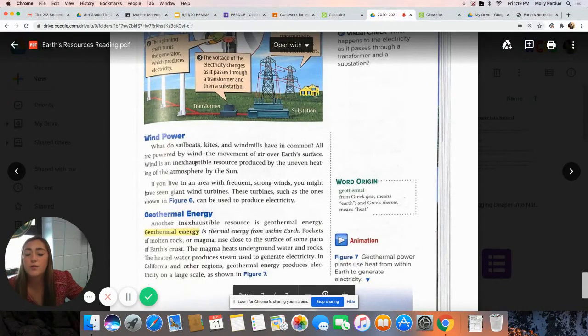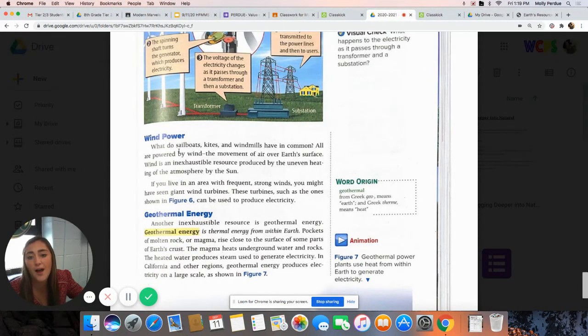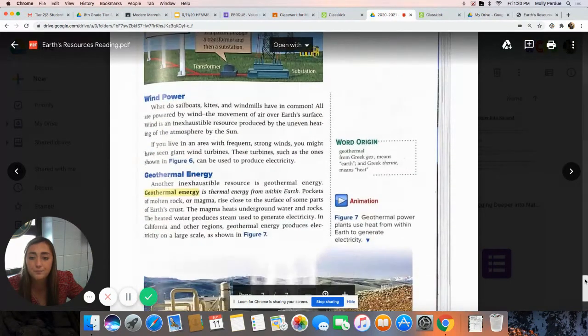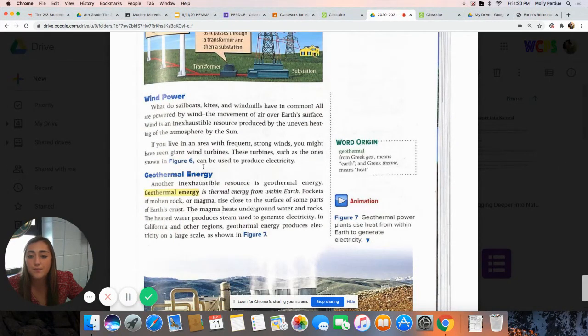Wind power. What do sailboats, kites, and windmills all have in common? All are powered by wind, the movement of air over Earth's surface. Wind is an inexhaustible resource produced by the uneven heating of the atmosphere by the sun. If you live in an area with frequent strong winds, you might have seen giant wind turbines. These turbines, such as the ones shown in Figure 6, so these are our turbines up above, can be used to produce electricity.